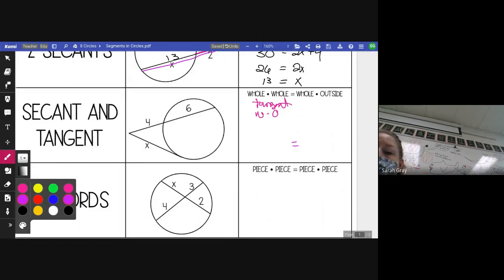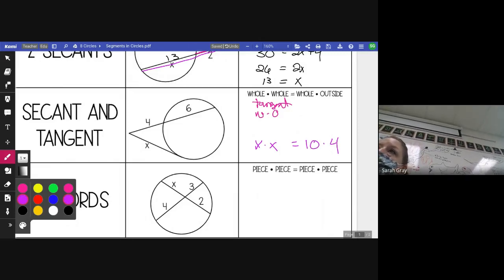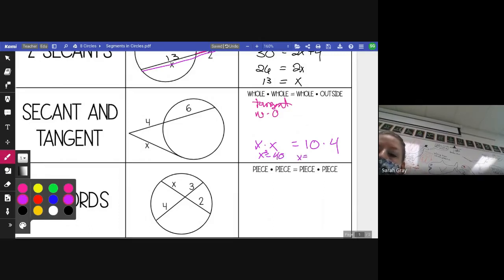So if we set this up, if we do the bottom one first, the tangent first, it would be x times x. x is the whole part, and it's also the outside part. And then the top line, whole would be 10, and outside would be 4. So we got x squared equals 40. So x is the square root of 40, or if you want to simplify that, it'd be 2 root 10.